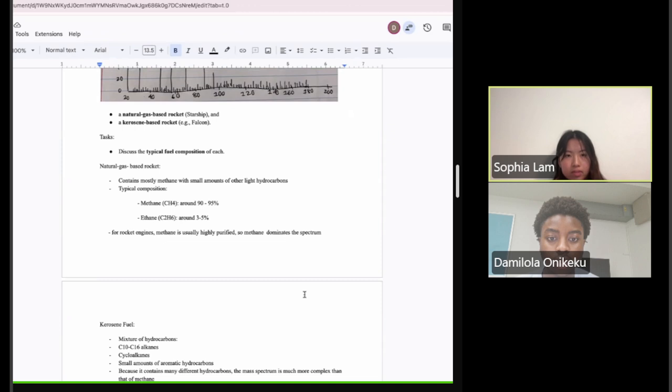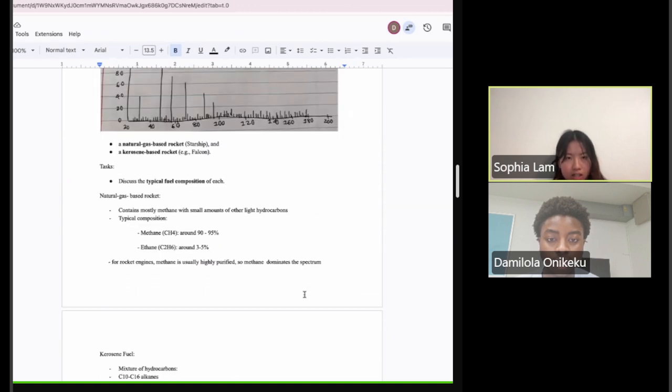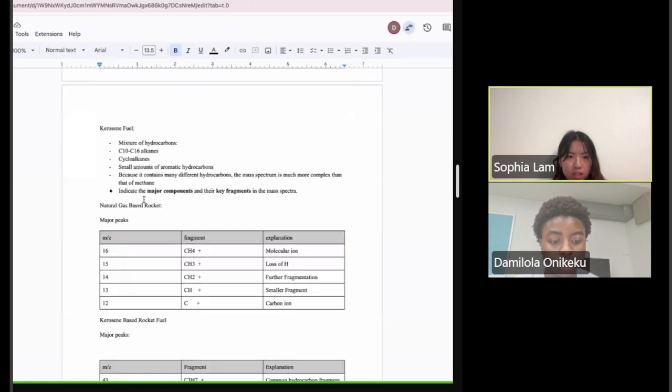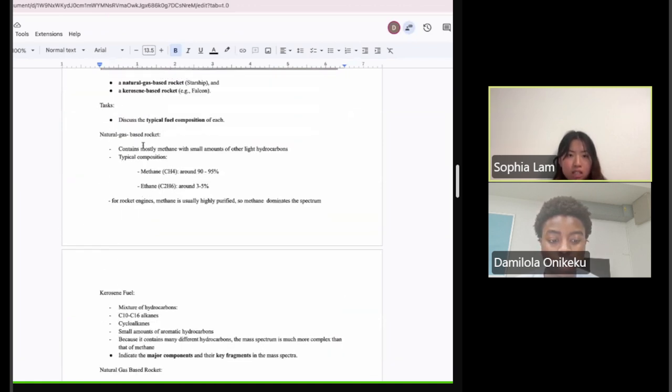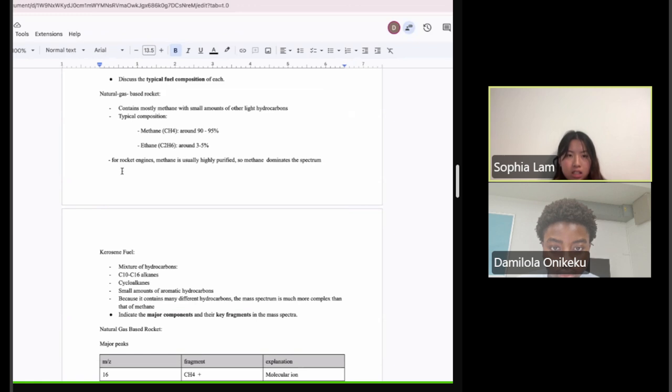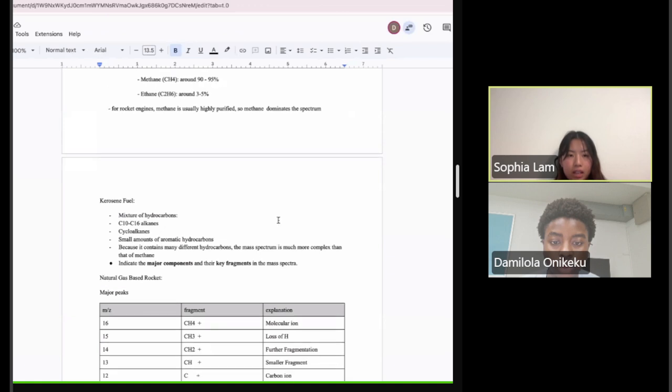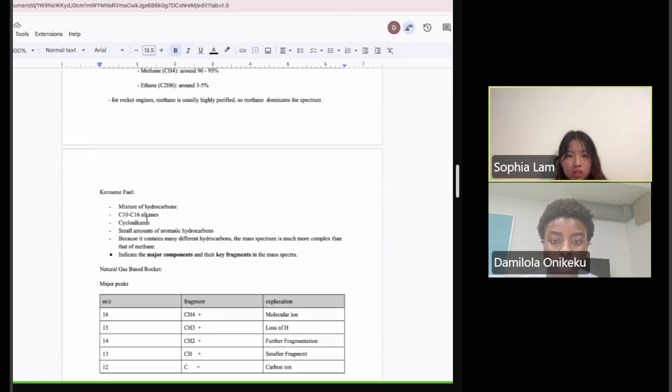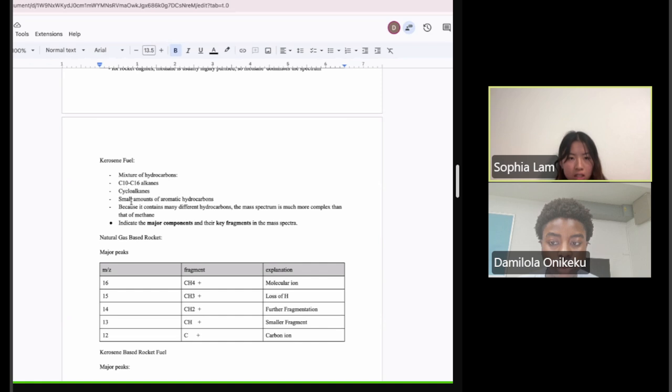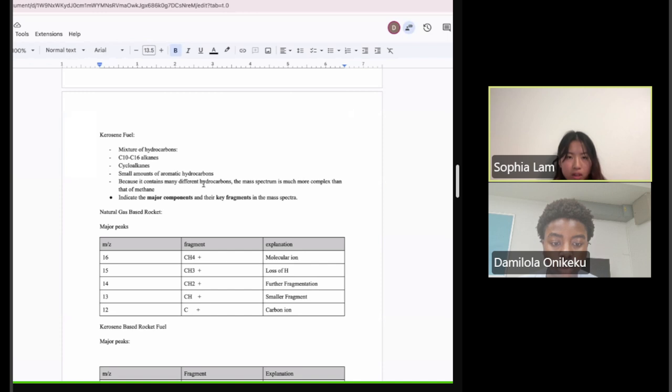And then as for the next task, which was to discuss the typical fuel composition of each, for natural gas, it contains mostly methane, as I mentioned before, with small amounts of other light hydrocarbons, but methane is around 90 to 95% of what natural gas is, and it's usually highly purified, so methane dominates the spectrum. And then kerosene fuel is a mixture of hydrocarbons, as mentioned before, which also includes cycloalkanes, and because small amounts of aromatic hydrocarbons are in there, it contains many different hydrocarbons, and the mass spectrum, as mentioned before, is more complex.